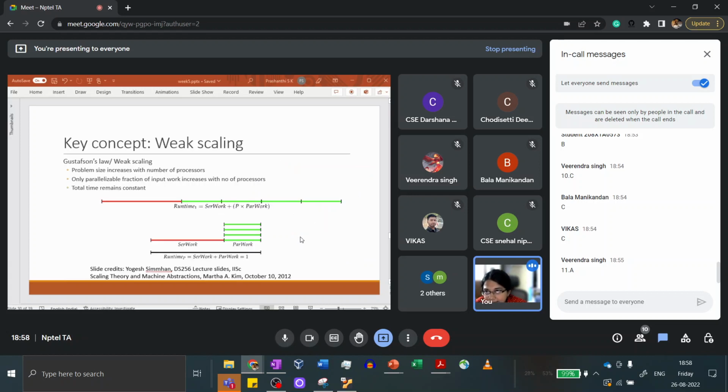Now let's look at a slightly different concept, which is called weak scaling, and this is also known as Gustafson's law, just like Amdahl's law, right? Here the assumption is that you're not only increasing the number of processors, but you're also increasing the size of the problem. So let's say you had a matrix multiplication of 100 cross 100. Now you're adding 10 processors instead of 1. You're also increasing the matrix multiplication itself, the size of that operation, to let's say 1000 cross 1000, right? Then let's see what happens.